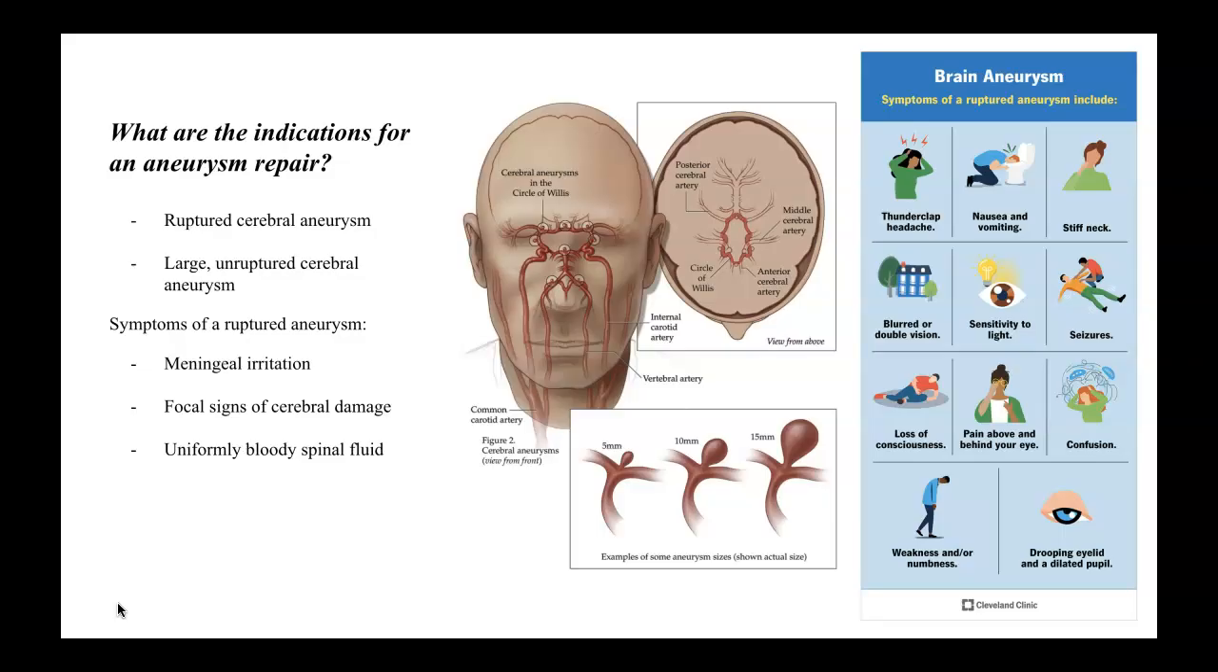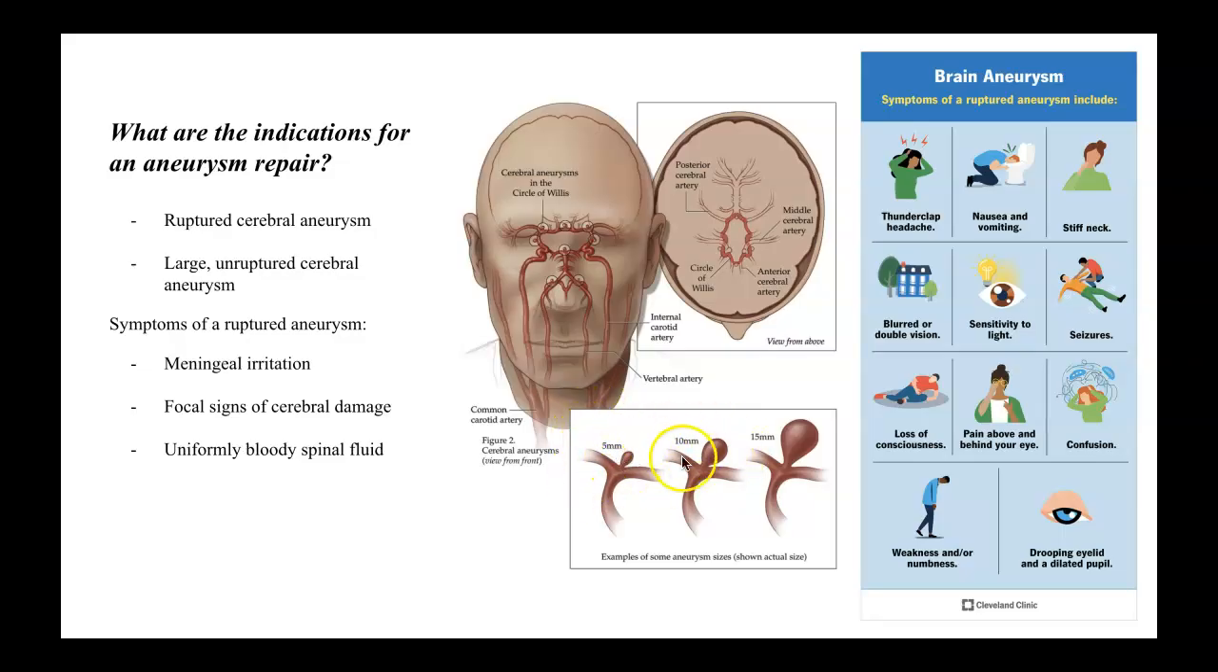So the indications for an aneurysm repair are pretty simple. Either you have a ruptured aneurysm or you have a large unruptured aneurysm. If it is a smaller unruptured aneurysm, the doctor might choose not to operate until it's necessary. There are a lot of circumstances that go into that decision. Maybe the aneurysm can be managed, but for the most part, they probably will clip the aneurysm. These are some different sizes of the aneurysm.